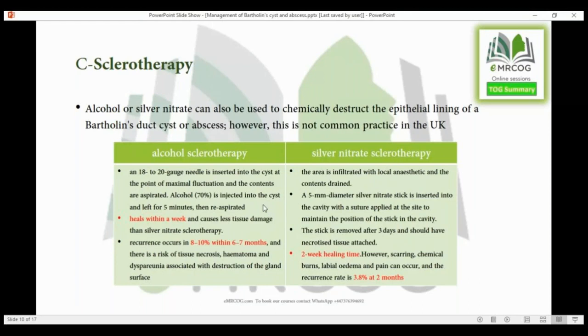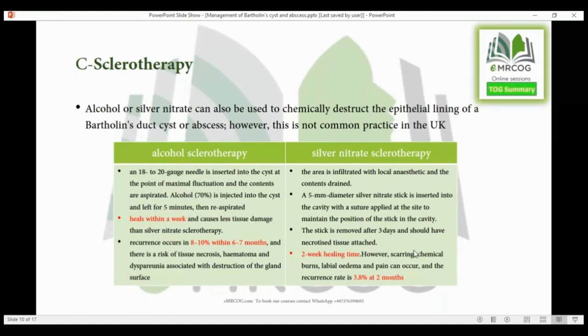And in the case of alcohol, the healing is going to take a week and it will cause less tissue damage. The recurrence is about 8 to 10% within 6 to 7 months. It's a little bit high. There is a risk of tissue necrosis and hematoma, of course, dyspareunia, definitely. Destruction of the gland surface, for sure. So that's why it's not very common in the UK.